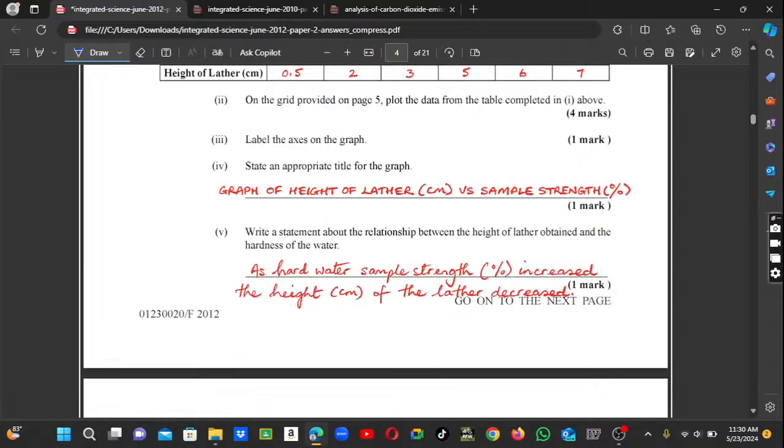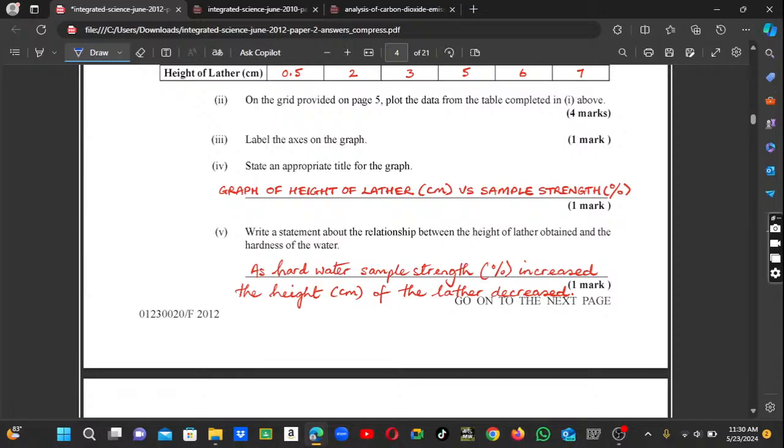Simple, one mark. Alright, and here it says we need to write a statement about the relationship between the height of ladder obtained and the hardness of the water. So first we can see that as the water sample strength, guys, which is the percentage, increases, the height in centimeters of the ladder decreases. So we are talking about the height of the ladder and the hardness of the water, so therefore the hard water sample strength. As the strength of the sample water increases, the height of the ladder decreases. Alright, and it's simple.